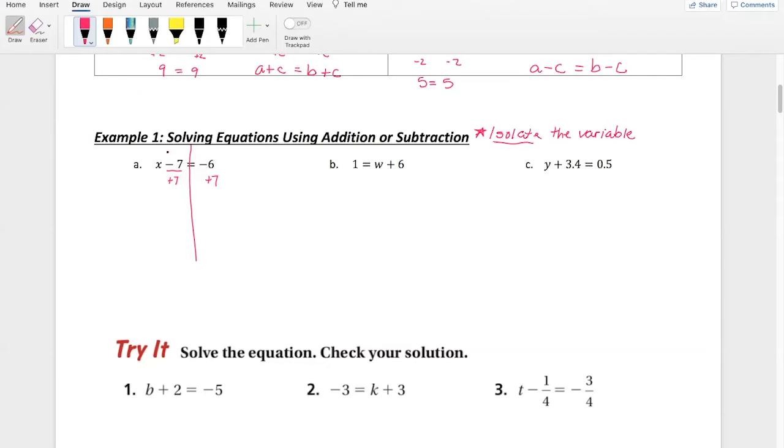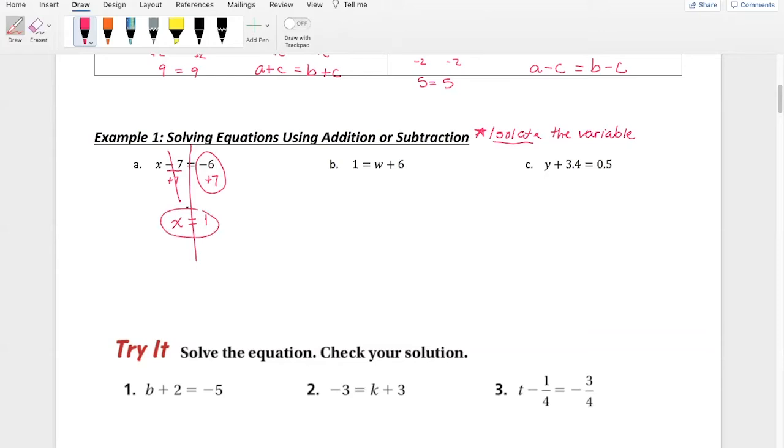All right, and so those are going to cancel each other. Negative 7 plus 7 is 0. I'm only left with x on this side. I'm going to bring that down, my equal sign, and then I can add this up. I'm combining these together over here. Negative 6 plus 7 leaves me with 1.